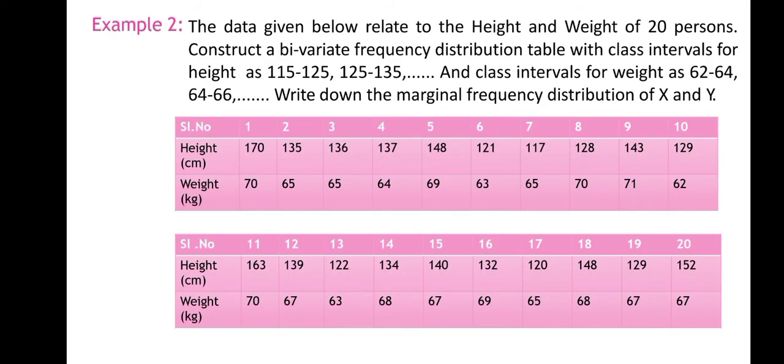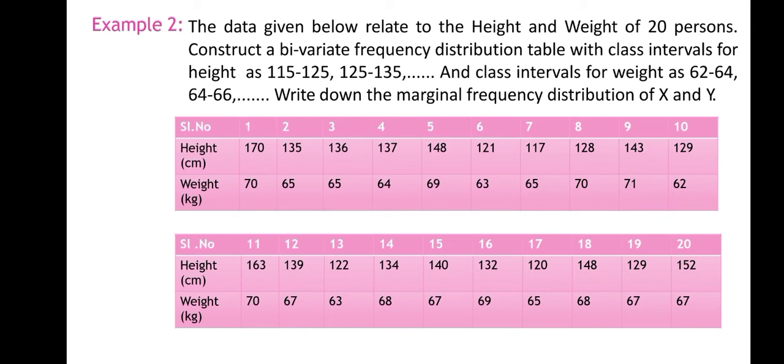Next, we will consider another example. The data given below relate to the height and weight of 20 persons. Construct a bivariate frequency distribution table with class intervals for height as 115 to 125 and 125 to 135 and so on, and the class intervals for weight as 62 to 64, 64 to 66 and so on. Write down the marginal frequency distribution of x and y.